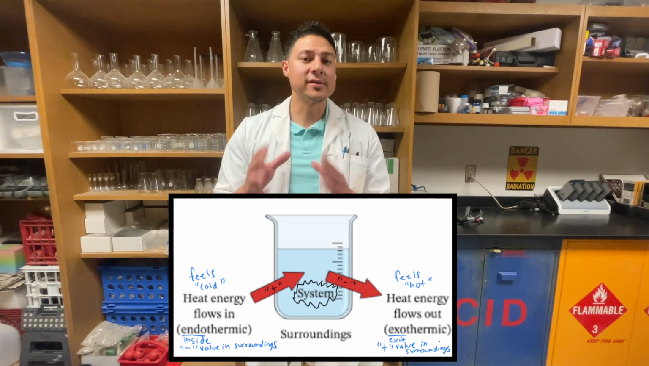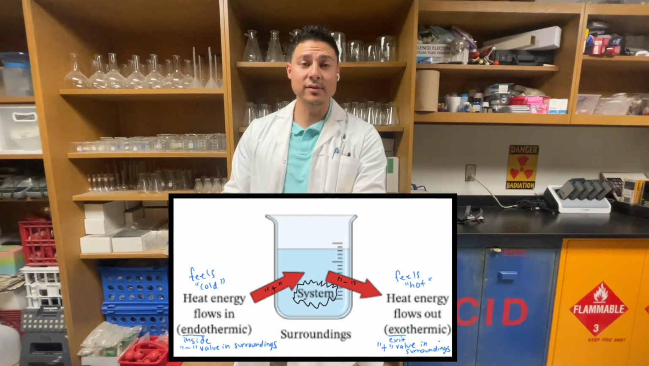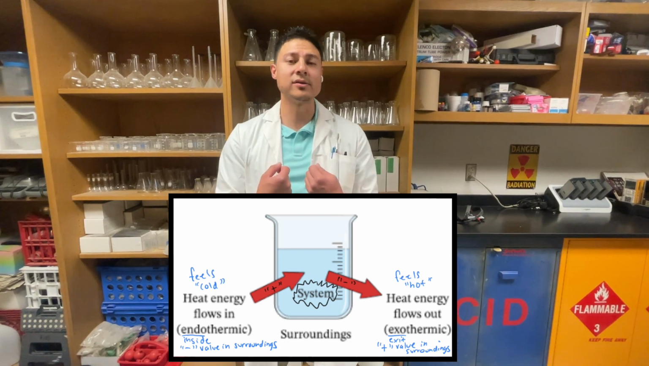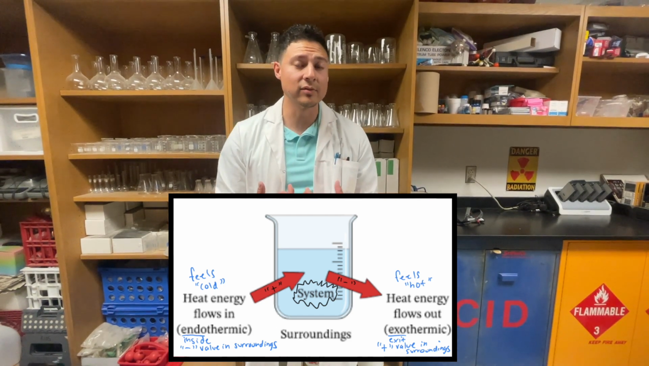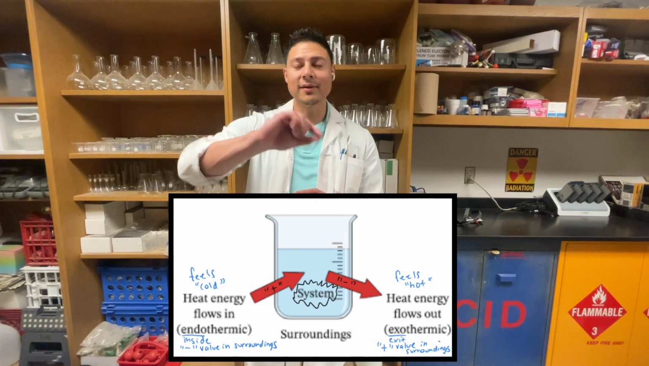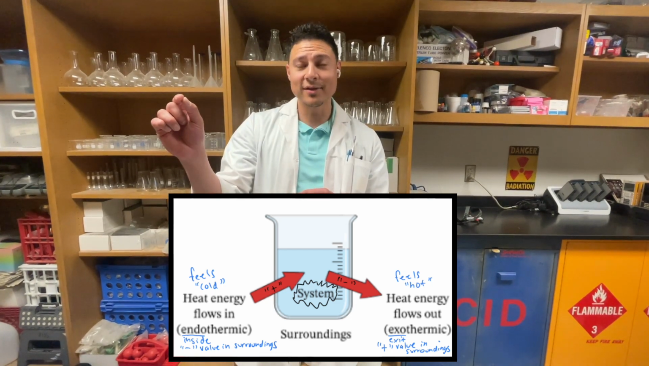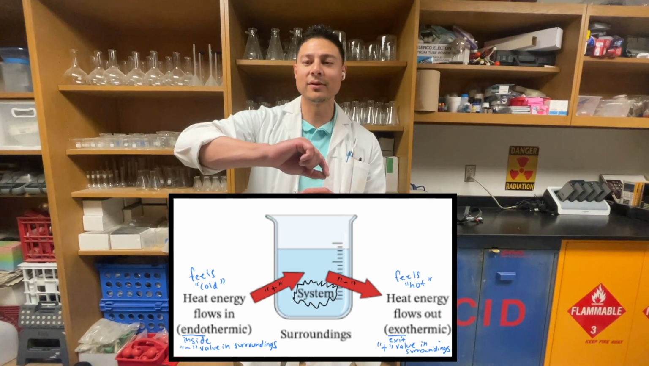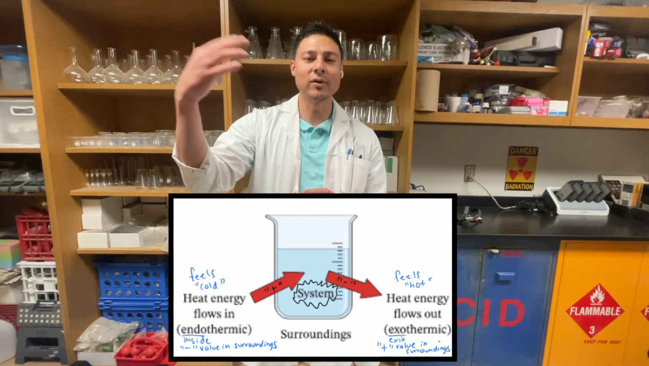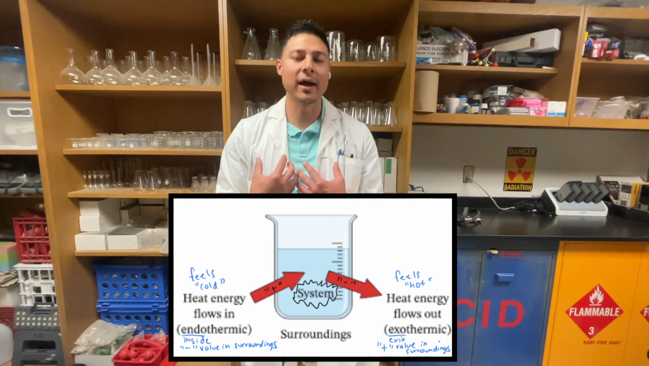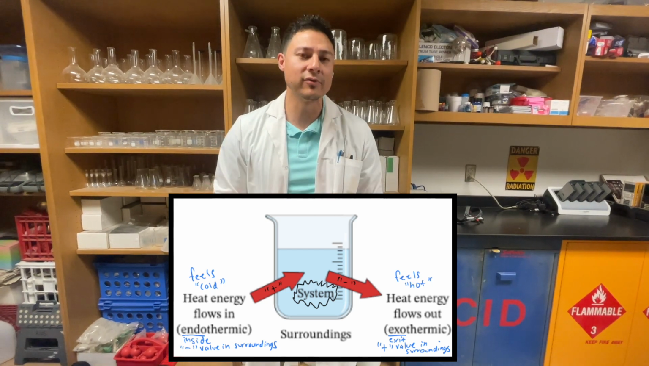Okay. Now, the sign convention for the surroundings: since the surroundings are receiving the heat, it's going to be a positive value. For the system, it released that energy, and so that's going to be a negative value. So whatever the system loses is equivalent to whatever the surroundings are gaining. So the surroundings will be a positive value for that.